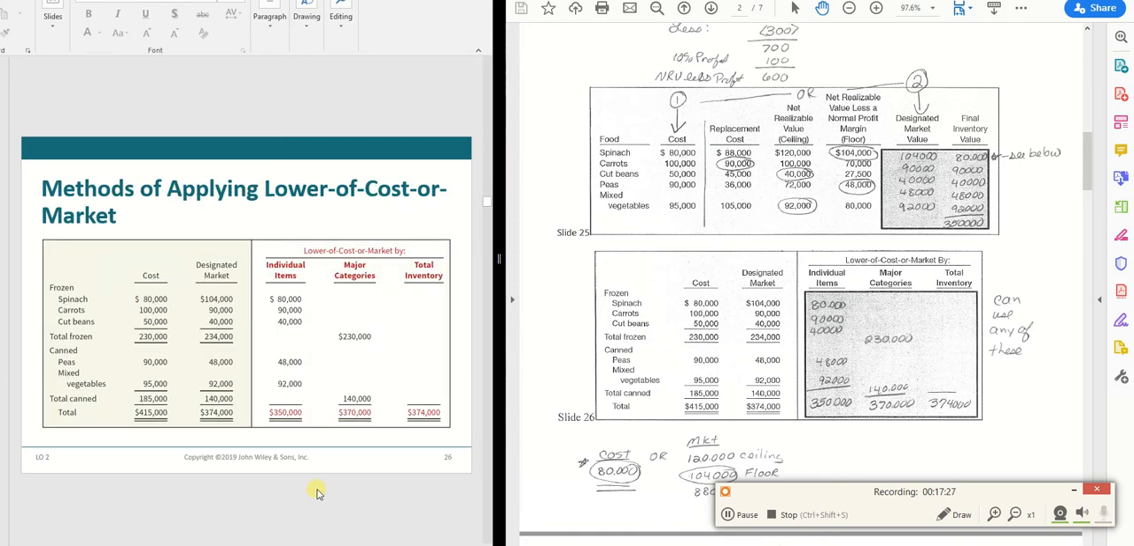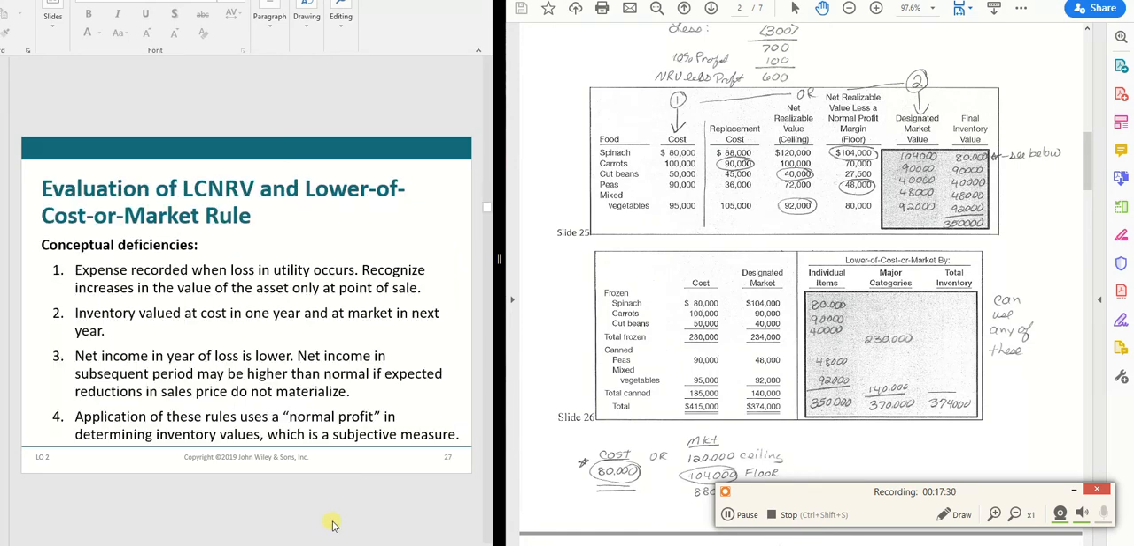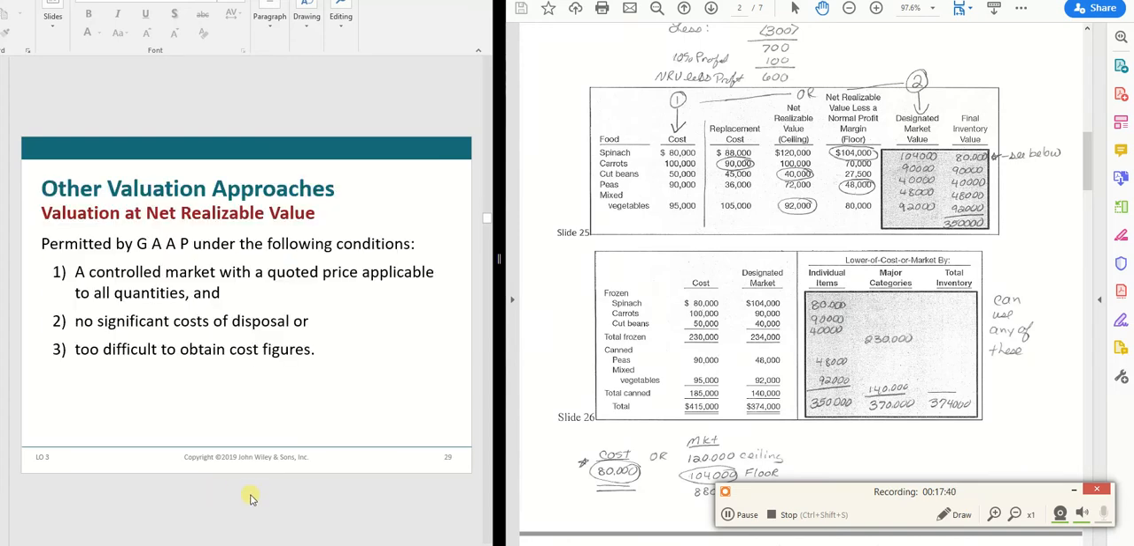Okay, so I'm not really sure why they go over that twice. So you can kind of read through some of the evaluation of those, which are very important, but you can read.